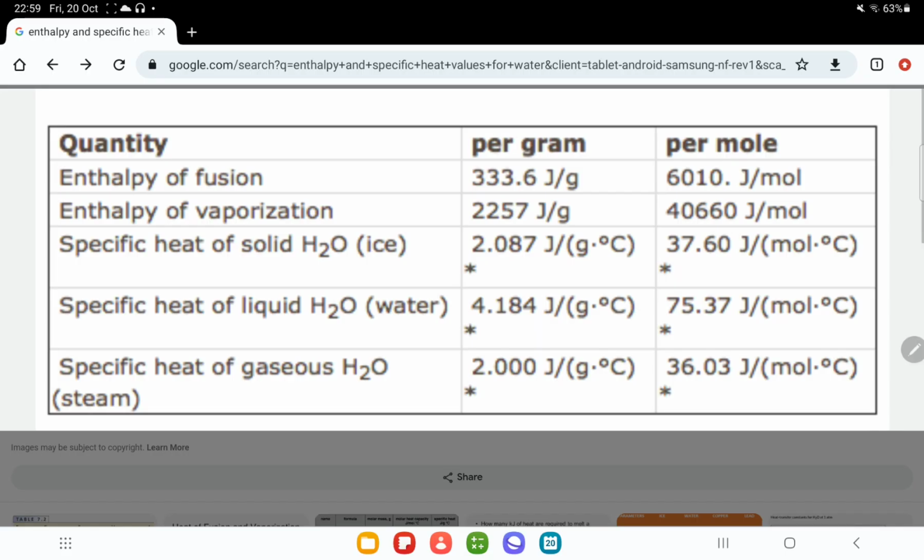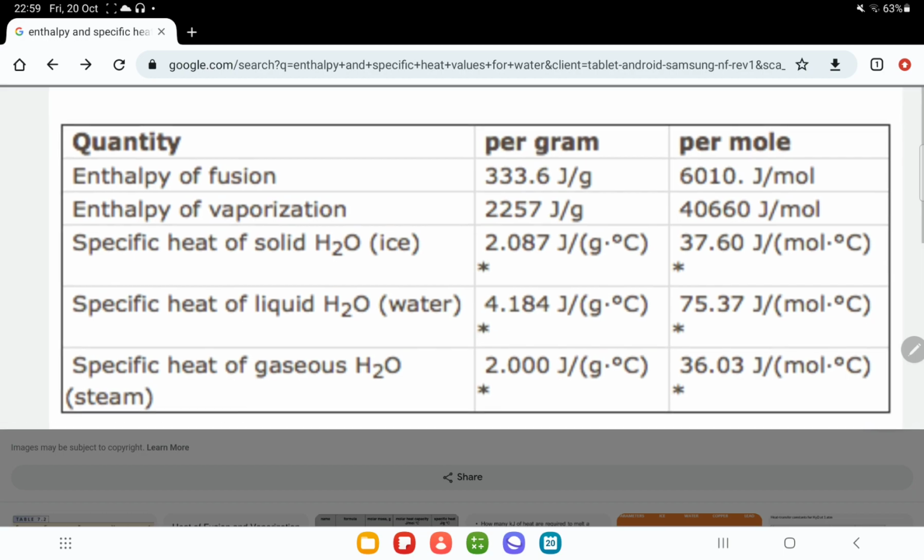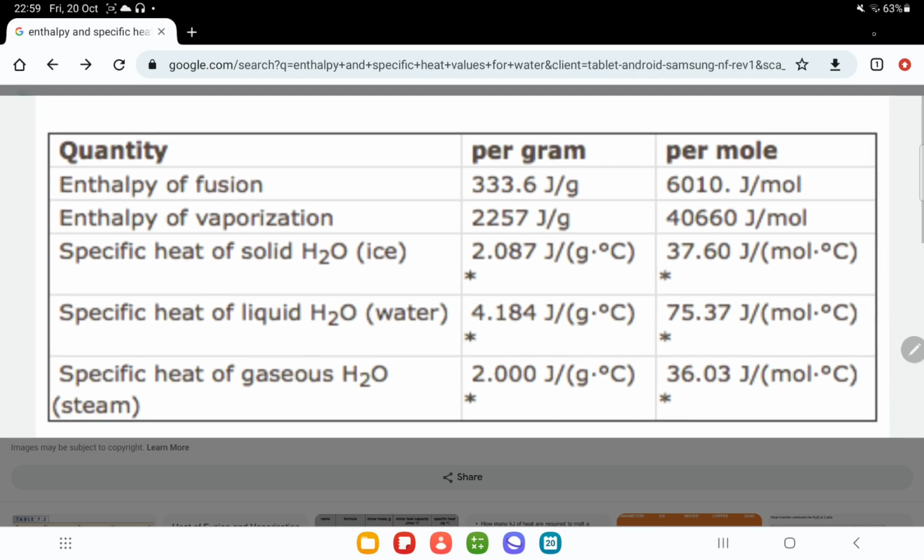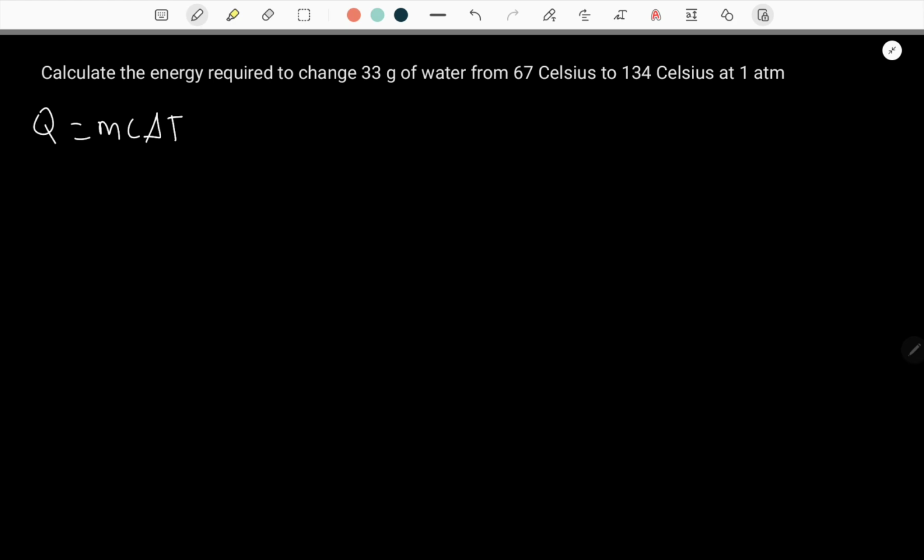In our question, our temperature was 67 Celsius. This means that the water is in the state of liquid. So here we have to use 4.184, which is this one. Let's go back now and start writing it. The first step is from 67 Celsius to 100 Celsius, and then there will be a change of state energy. We need to calculate that, and then from 100 Celsius to 134 Celsius.